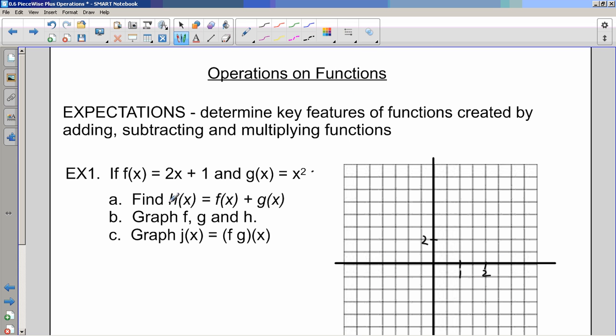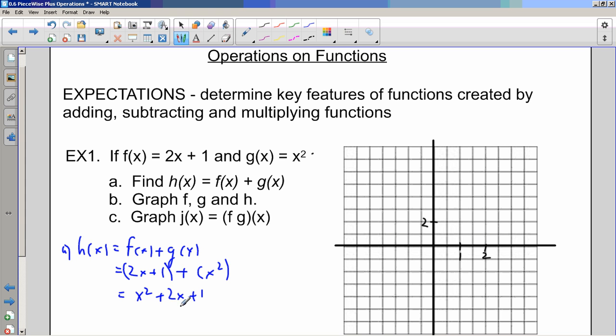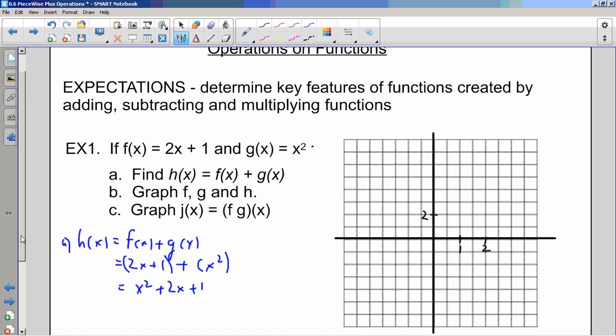The first question is to find h at x, which is equal to f at x plus g at x. So this is a new function, h at x, which is just f plus g. Well, f at x is just this line 2x plus 1. g at x is this parabola x squared, just the basic parabola. And then together, if I write them in the right order, h at x is some sort of parabola as well, but we'd have to complete the square or find the zeros or do all sorts of strange things to figure out what that is.